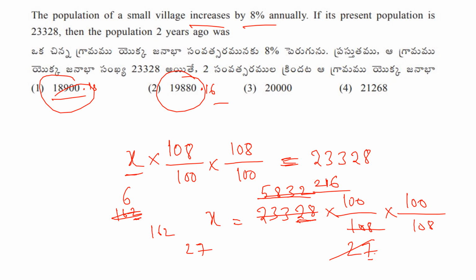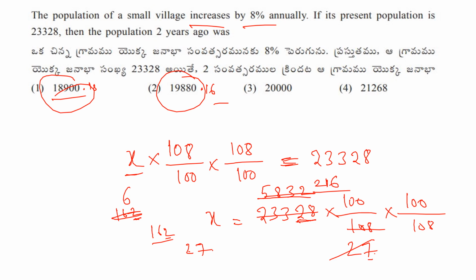In the 7 table, if the unit digit is a 2, you can say 7 sixes are 42. So 27 into 6 is 142... 162. If you want to cross check, 20 into 6 is 120, 7 into 6 is 42. If you add both, 120 plus 42, that is 162.